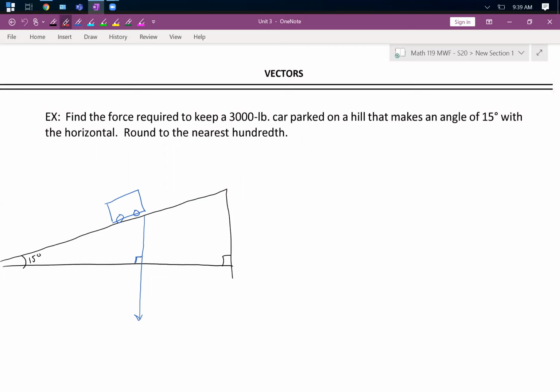We're looking to find the force required to keep this thing parked on the hill. Well, the force is the vector that is parallel to our incline pushing on our object. Vectors can be moved anywhere they want in the plane as long as you keep their magnitude and direction the same. So I can pick up this red vector and move it, and where we want to move it is down here.